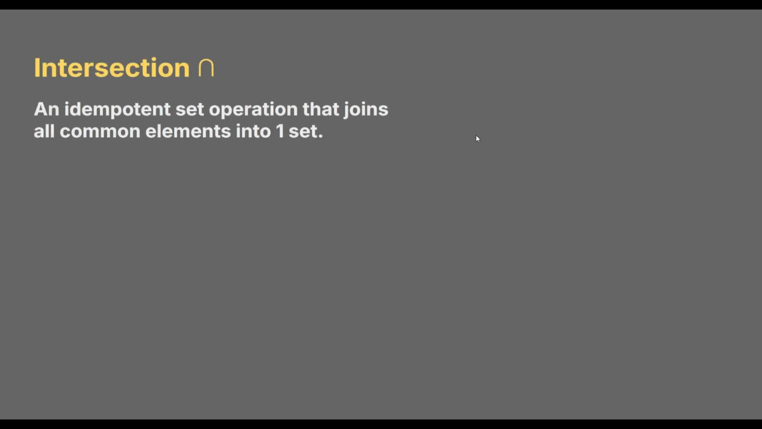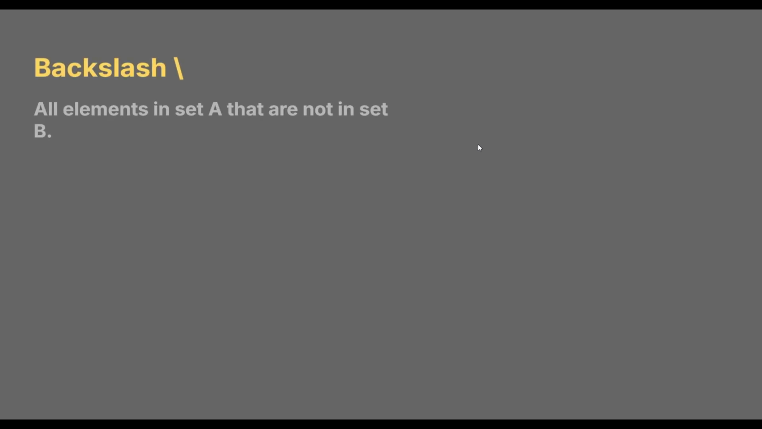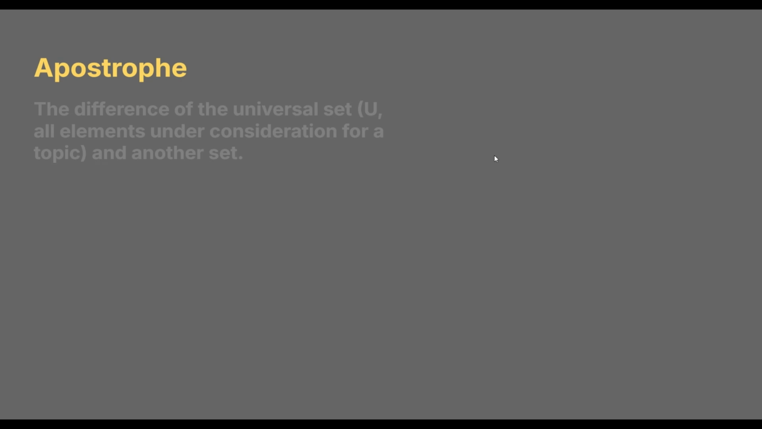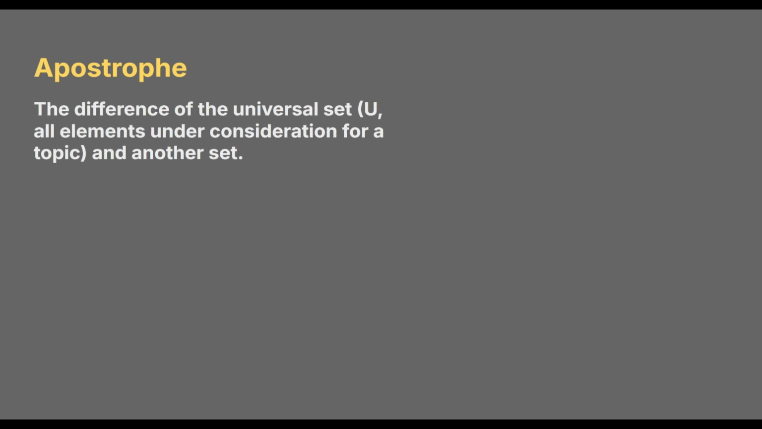Intersection is an idempotent set operation that joins all common elements into one set. Backslash is all elements in set A that are not in set B. Apostrophe denotes the complement, which is the universal set, all elements under consideration for a certain topic, in another set.